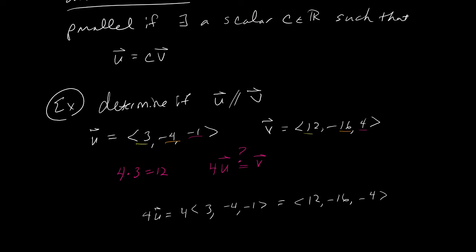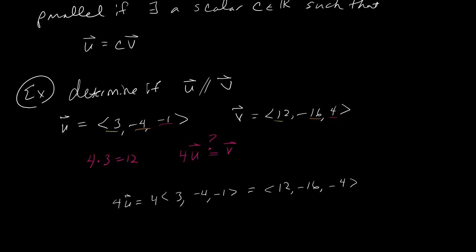So it worked for 2 of the components, but it did not work for the third component. This is not equal to vector v. The problem comes from the z coordinate. The z coordinate of v is positive 4, whereas the z coordinate of 4u is negative 4. So no, these are not parallel vectors.